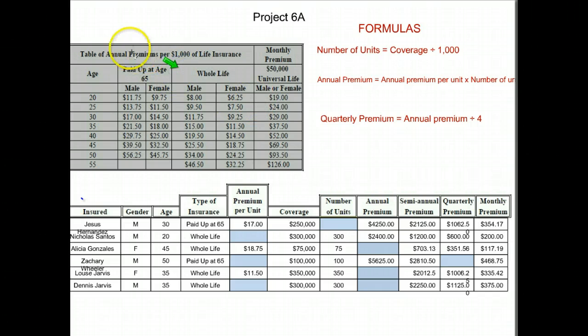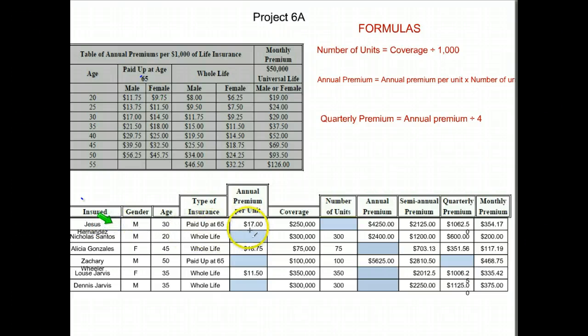You're given a chart for insurance premiums. It is per $1,000. They have 3 different types: age 65 and up, whole life, or universal life. And what this does is tells you what your monthly premium would be for each instance. Notice the ages are over here, and then they have male or female for each one, because women live longer than men, so their rates are a little bit lower. All right, let's take a look.